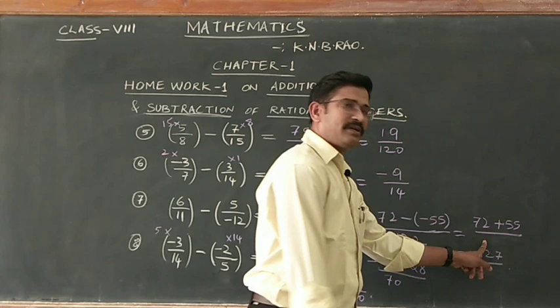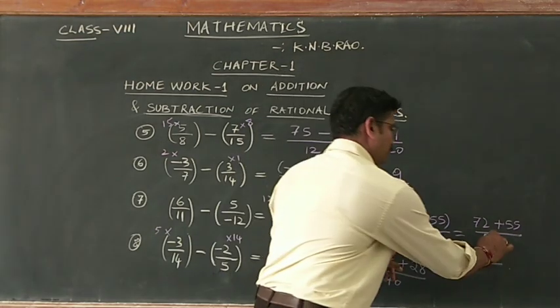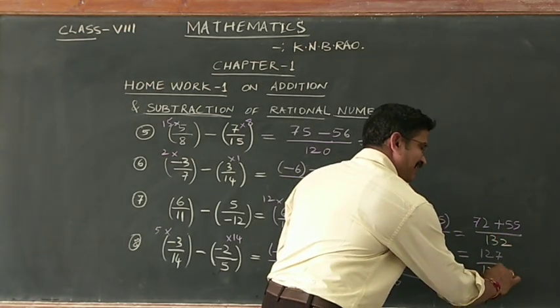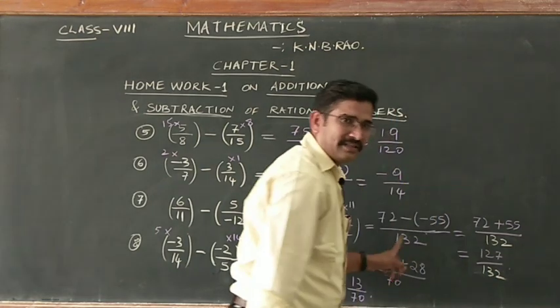Children, here I have written a mistake, here 132 is to be written, which is the denominator. Okay, I have rectified that mistake.